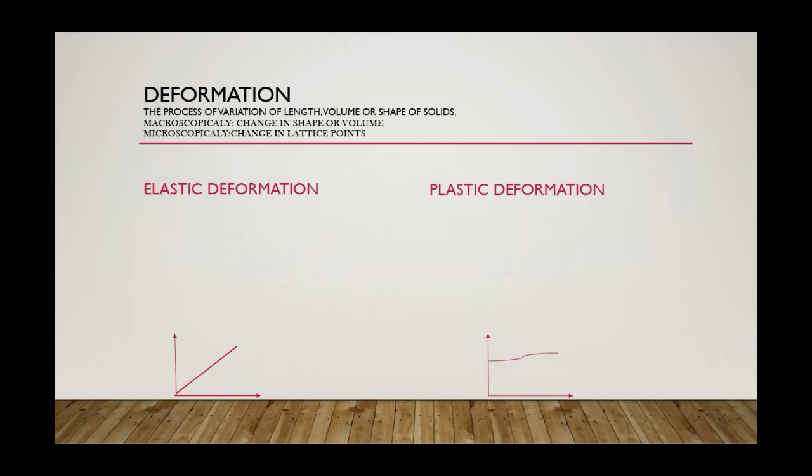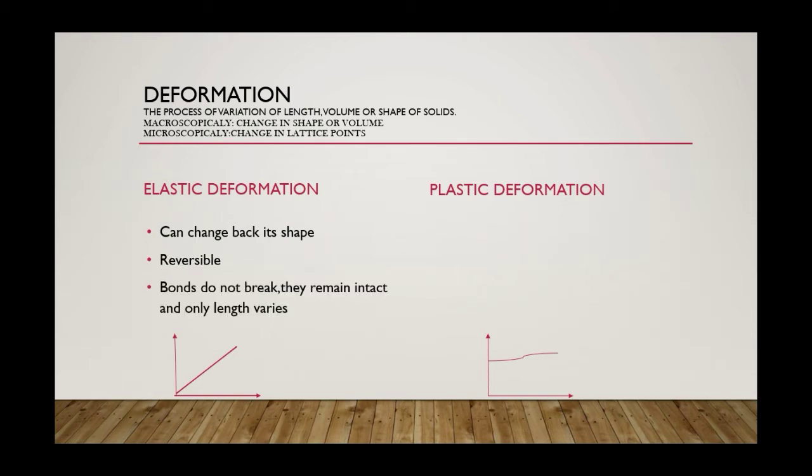Deformation has two types: elastic deformation and plastic deformation. In elastic deformation, material can change back its shape. It means when there is some deformation in it, it can return to its original shape. These are reversible. Bonds do not break. Bonds between the atoms remain intact, so when the external forces are removed, they turn back to their original shape.